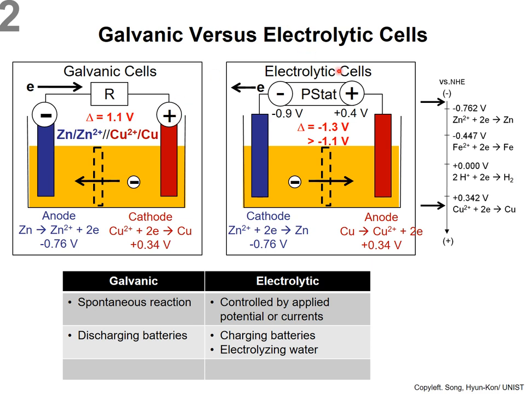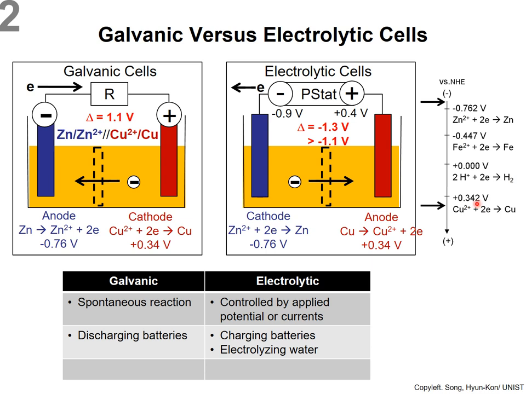And then let's go to the electrolytic cells. In this configuration, we have the same electrodes and the same electrochemistry. Still, we have zinc 2+/zinc and copper 2+/copper as the electrochemistry for each electrode. Then in this case, I'd like to apply some potentials. Let me check again the reduction potential of each: zinc, zinc 2+, and copper, copper 2+ here.